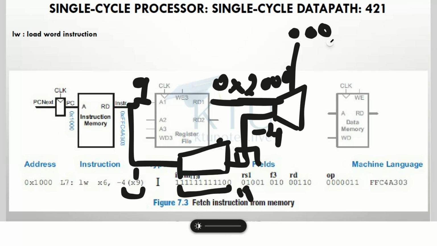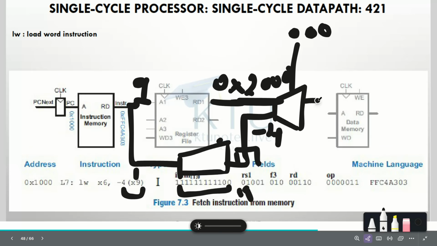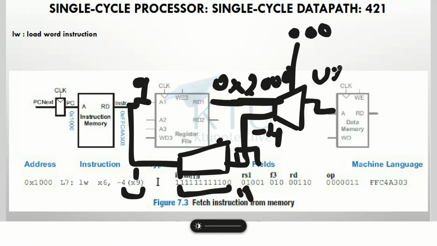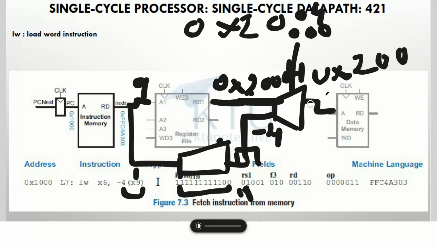ALU control 00 means I am adding. So in the ALU, addition is selected, and the added value would be something like 0x200. Maybe if we have given the address in which X9 is present as 0x2004, then when I'm doing -4 I get 0x2000. That address location is passed to the data memory.